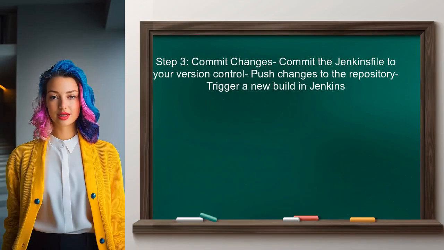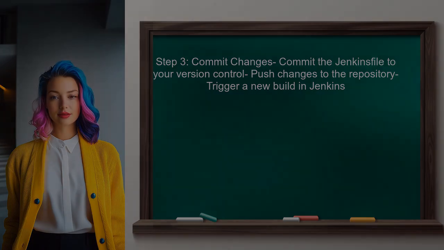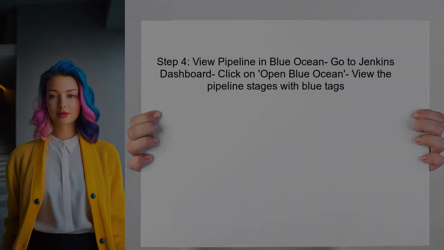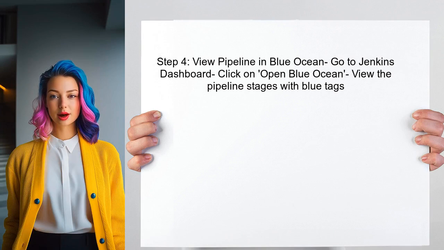After setting up the Jenkins file, the user should commit the changes to their version control system. This will trigger a new build in Jenkins, allowing the user to see the updated stage view. Finally, the user can navigate to the Blue Ocean interface in Jenkins to view the pipeline. Here, they will see the stages with the little blue tags indicating their status.